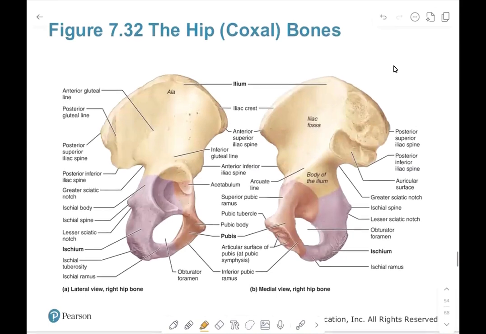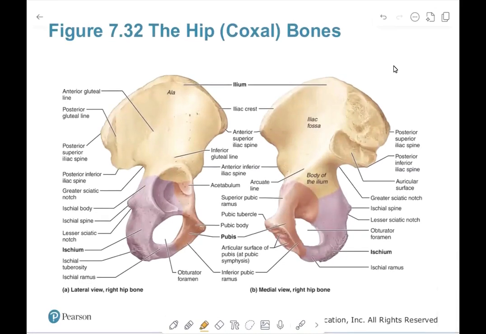This is the illustration of the hip coxal bones. We're looking at a lateral view here and a medial view here. Looking at the lateral view, we see the ilium at the top, and specifically the iliac crest. Again, if you start at the iliac crest and move forward, the part where it forms a spine is the anterior superior iliac spine. You start at the iliac crest and move posterior, you come in contact with the posterior superior iliac spine.